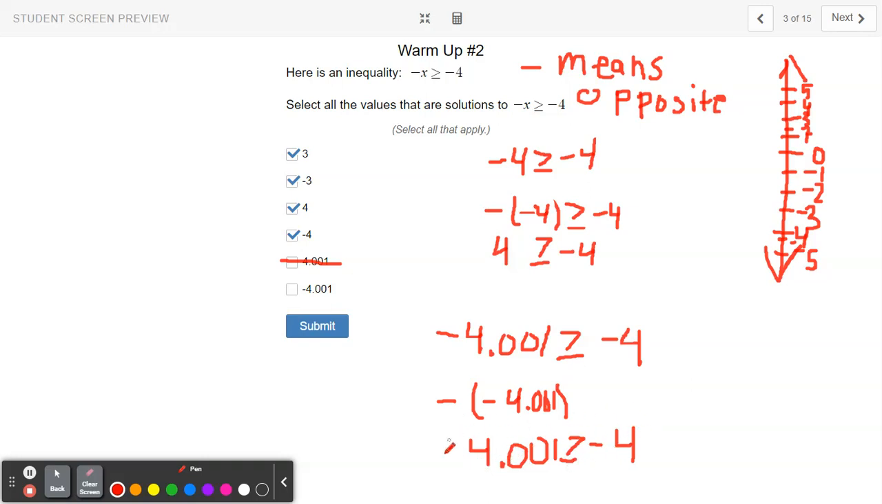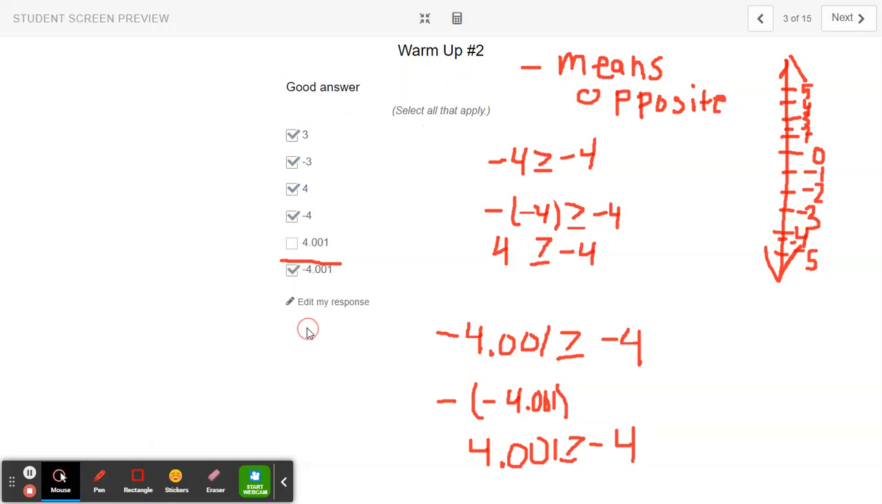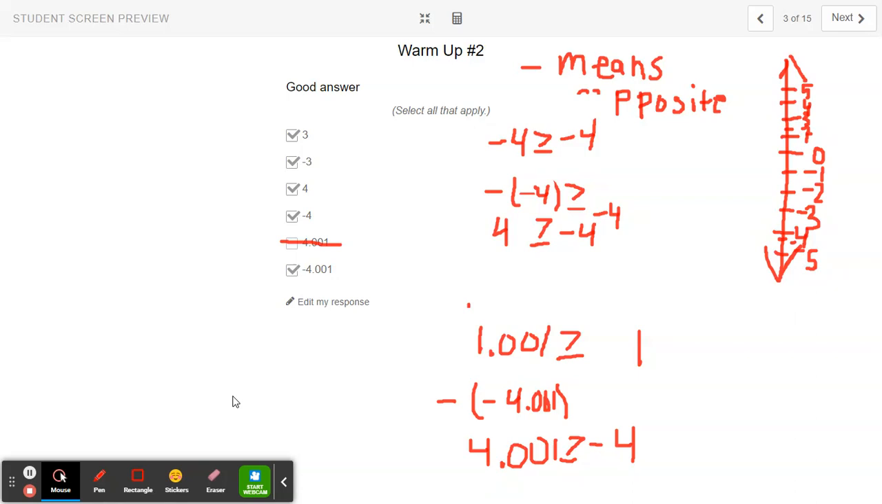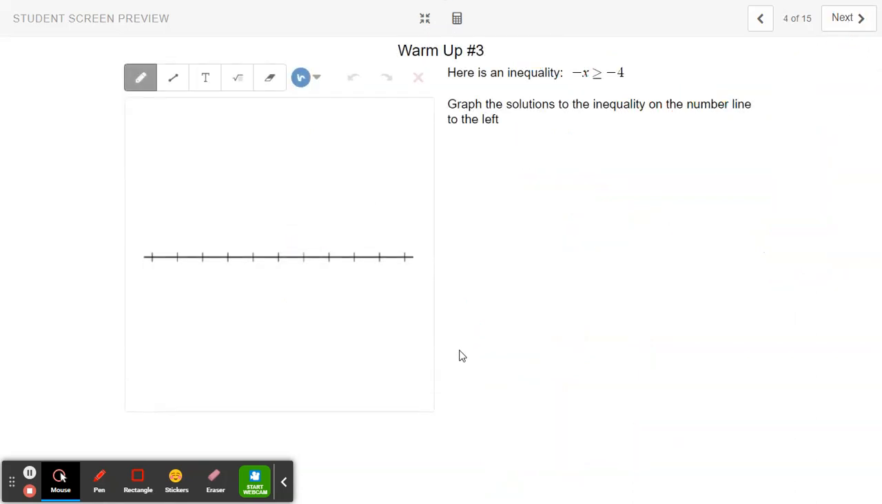This is a negative number. Any positive number will always be bigger than a negative. So that's our choices there for that first warm up. So now let's go ahead and look at that graph.